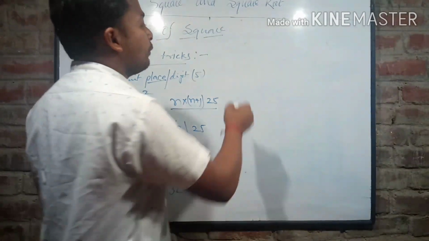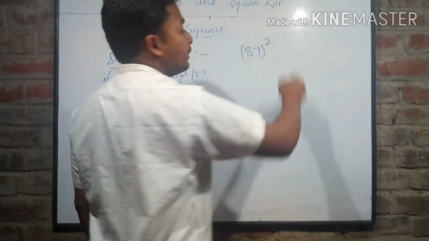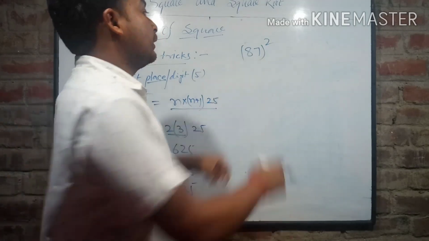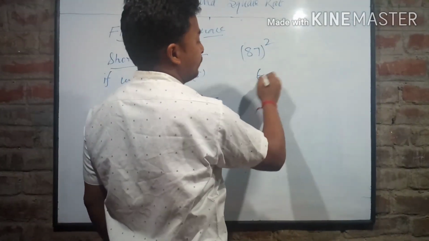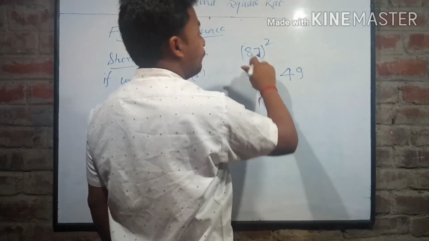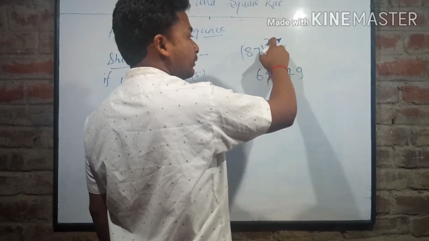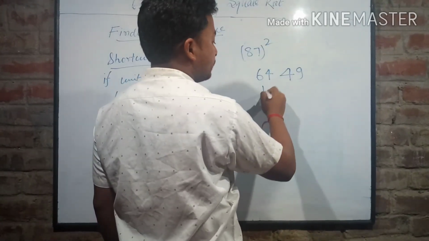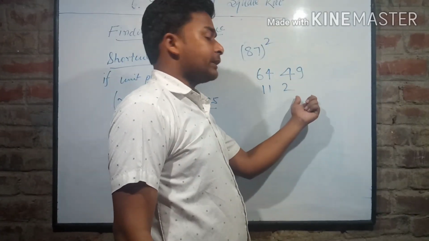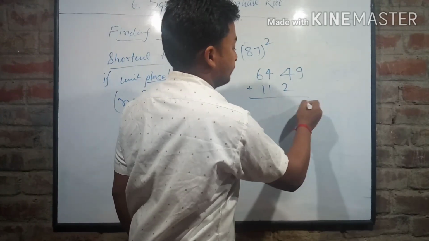But suppose we have to find out the square of 87. What is the square of 87? It's one of the very simple questions. 8 square is 64. 7 square is 49. What is the product of all these three? 8 into 7 into 2. We will leave the unit place, likewise the 2-digit multiplication, and we will add them.